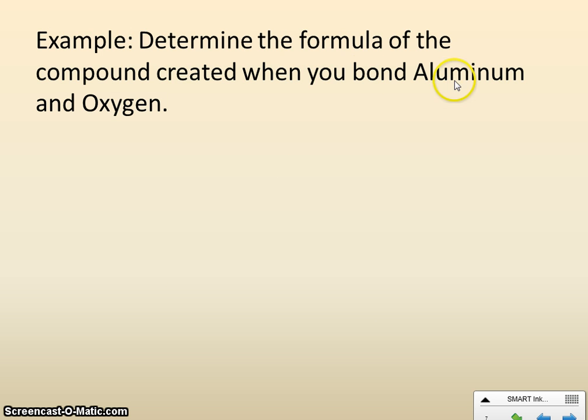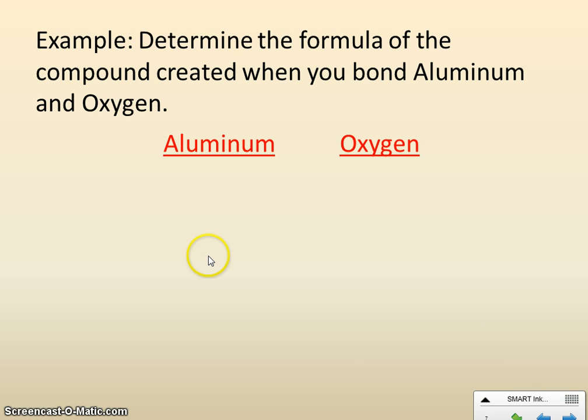So here's your other example. This time we're going to bond aluminum and oxygen, and we want to figure out what formula they're going to create when they bond together. Okay, so let's list our 2 things we're going to bond. First thing we need to do, step 1, is determine the ions formed by each. So you look at your periodic table, and when aluminum forms an ion, it's going to form Al+3. When oxygen forms an ion, it'll form O-2.